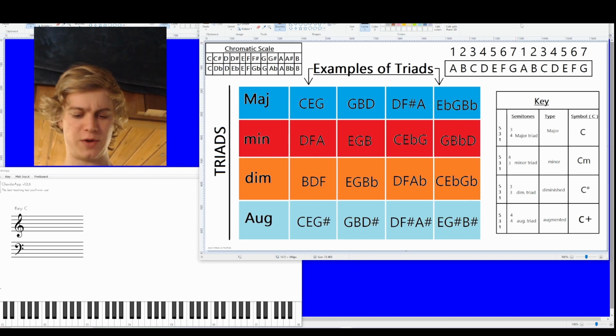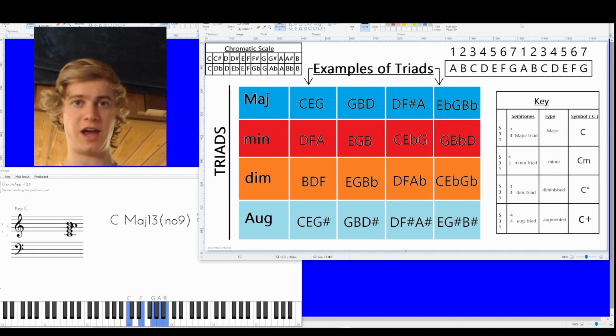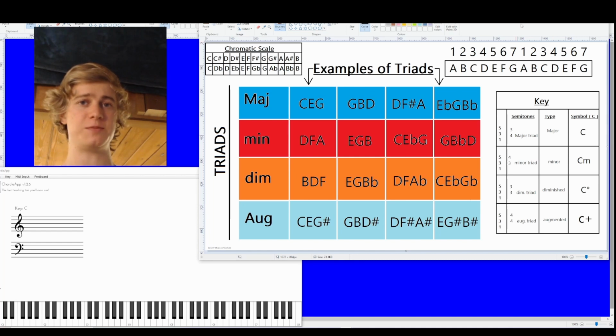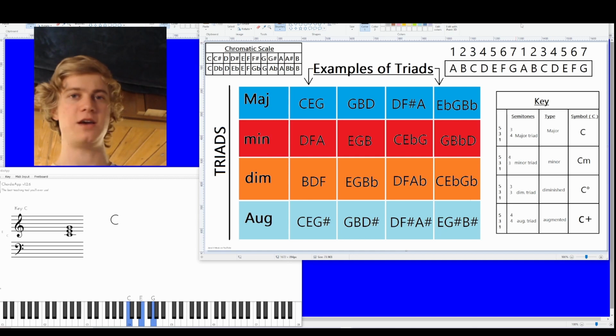You can take any arrangement of notes and play them at the same time, and you can technically have a chord, but it's going to take some steps to understand what's going on there. So let's start with the most common type of chords, which is known as a triad. A triad is what you just saw there, that C major chord, known as a C major triad.